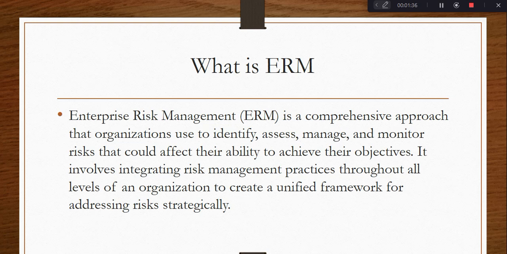This involves integrating the risk management practices through all the levels of the organization to create a unified framework for addressing risk strategically. So what does this mean? We will come to this in a different slide. For now, just remember that ERM is a comprehensive approach where risk identification, assessment of the risk, management of the risk, and monitoring of the risk is done.